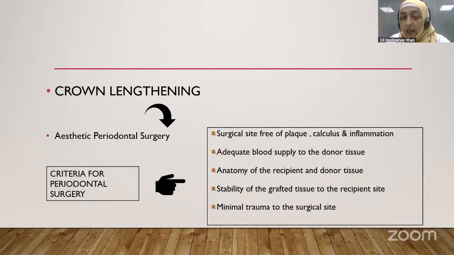Then whether the tissue has adequate blood supply. Then what is the anatomy of the recipient site, whether we are doing the crown lengthening on the anterior region or the posterior region. Then stability of the grafted tissue. Then while doing surgery, we should focus on minimally traumatic surgery. There should be no excess removal of tissue or very long surgical procedure or any excess trauma to the surgical site. All these factors will delay healing if we do not give importance to them.